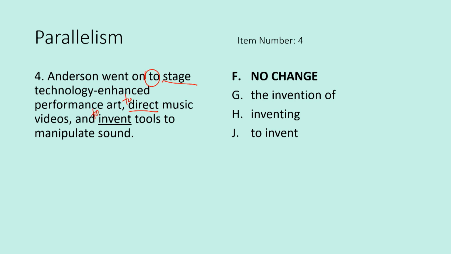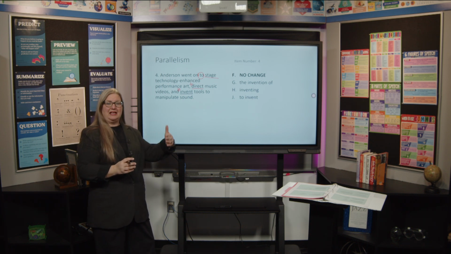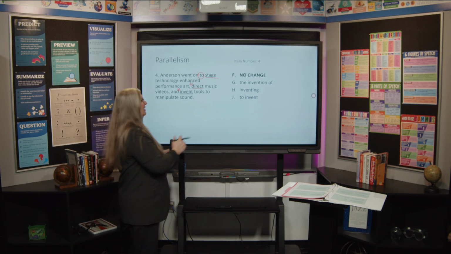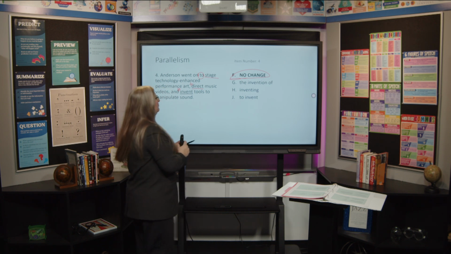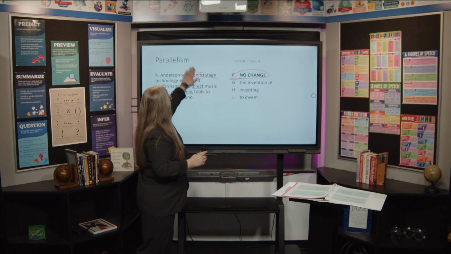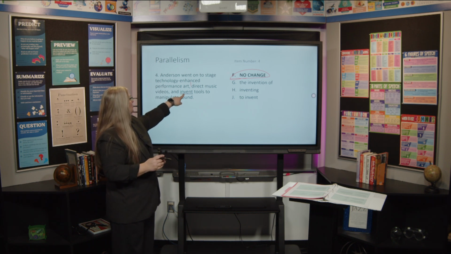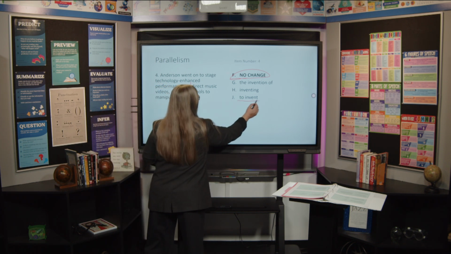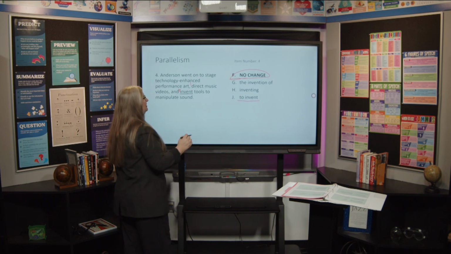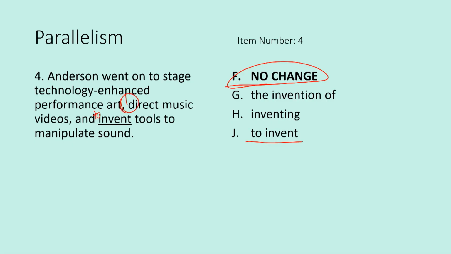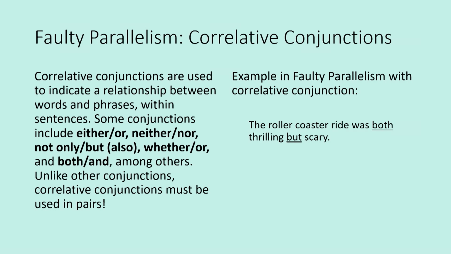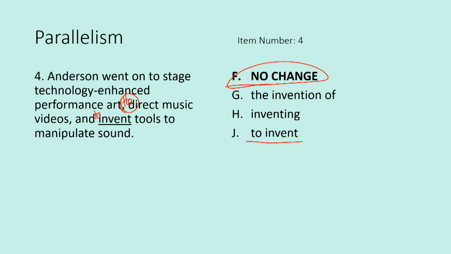So if you work it that way, then you know that this one is already parallel, so it is no change. If we changed this underlined portion to the J, even though it's "to invent," what have we done? We've left out the "to direct." That's not what I meant to do. We leave out the "to direct," and so that makes it non-parallel. Does that make sense? Good.